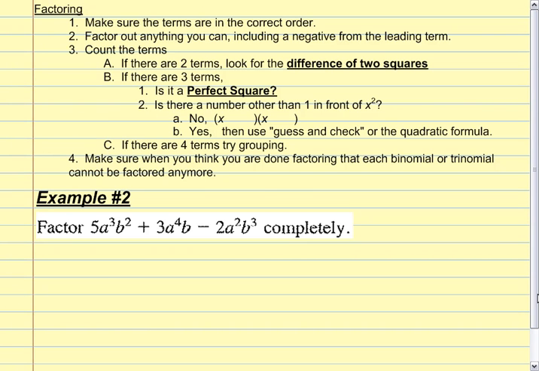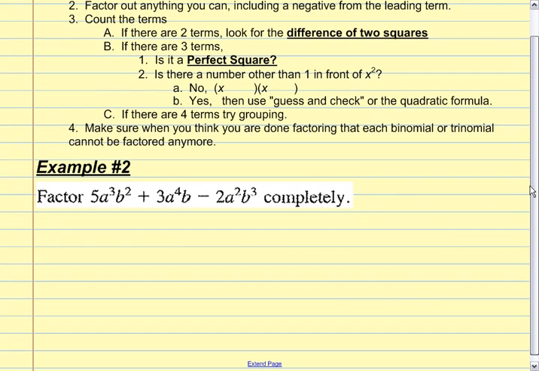All right, looking at example number 2, it says factoring. Make sure the terms are in the correct order. Let me scoot down here just a little bit. When I say if they're in the correct order, I want to compare their degrees. And remember, degrees are the sum of the exponents of the variables. So this is 5, the 3 and 2 is 5. 4 and 1 gives us 5 there, and 2 and 3 gives us 5 there. So the degrees are tied.